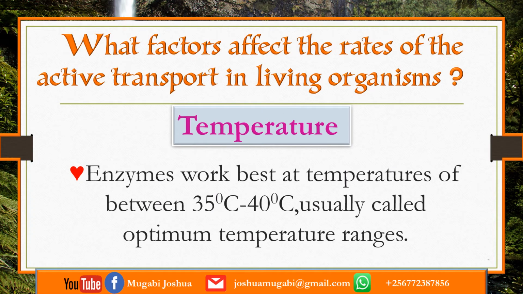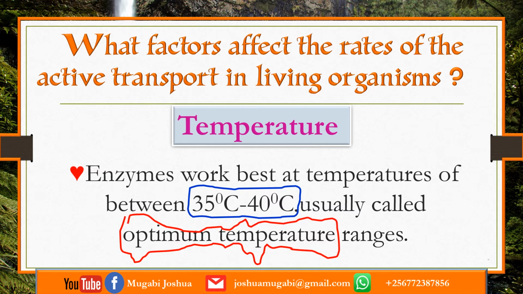So we can say enzymes work best at a temperature of between 35 degrees Celsius to 40 degrees Celsius, usually called the optimum range. So the temperature at which enzymes work best is between 35 degrees Celsius and 40 degrees Celsius. And this is what we call the optimum temperature. So temperature can affect the rate of active transport by affecting the activities of the enzymes.